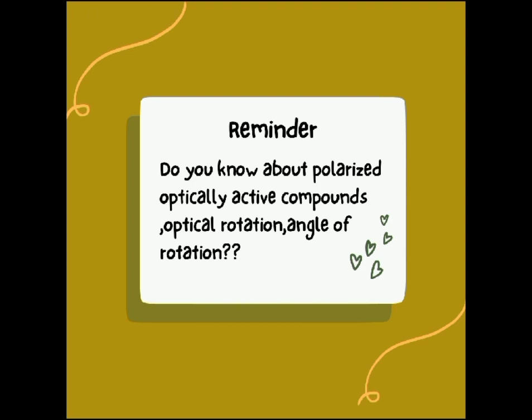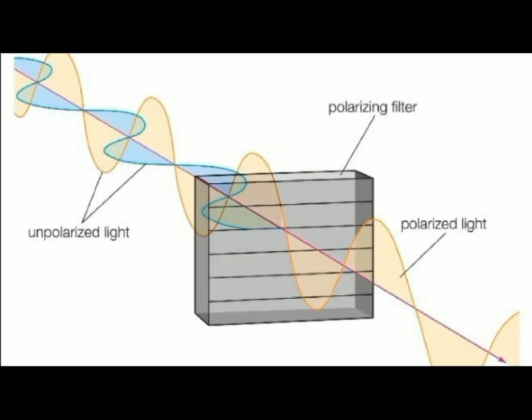Polarized light, optically active compounds, optical rotation. What is polarized light? Polarized light consists of light waves which occur in a single plane. In the image, you can see that at the right terminal there is polarized light. Polarized light can vibrate only in one plane.